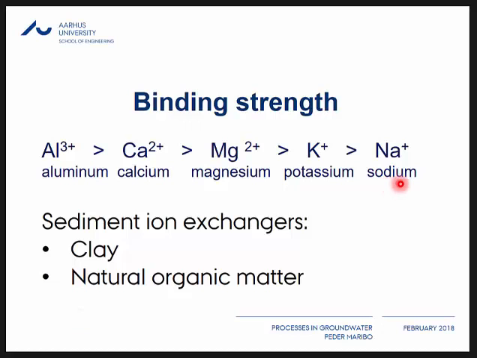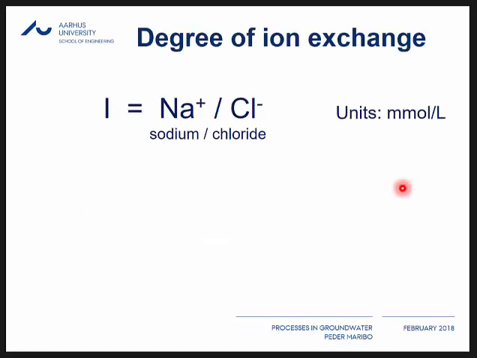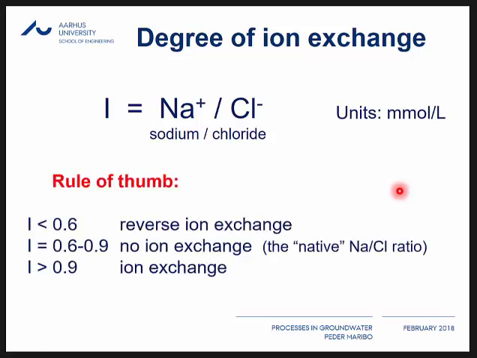And that means if we have ion exchange, we will see the water softened, and we will see an increased sodium concentration, and the ratio between sodium and chloride will get higher. So that's the ion exchange ratio. Organic matter can also act as the ion exchange agent. So we get this ion exchange or ion ratio here, sodium to chloride, and then we've got these sort of rules of thumb.